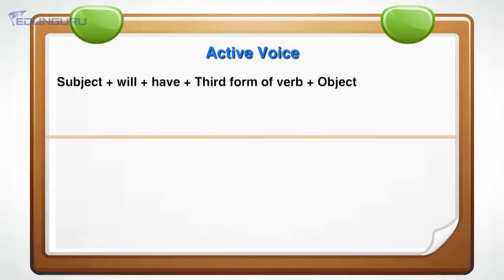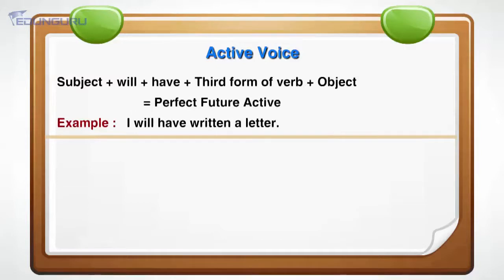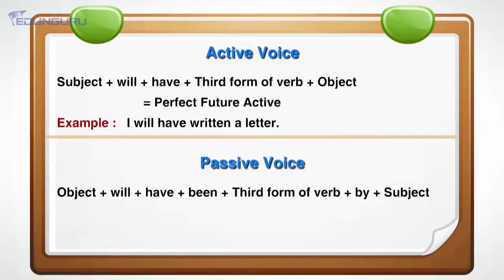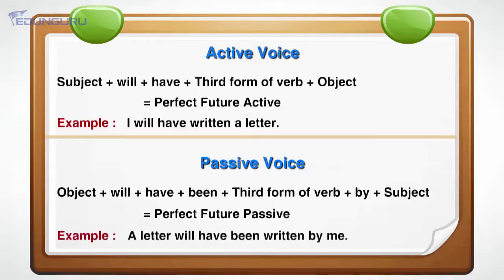Subject plus will plus have plus the third form of the verb plus object gives us perfect future active. I will have written a letter. Object plus will plus have plus been plus the third form of the verb plus by plus the subject gives us perfect future passive. A letter will have been written by me.